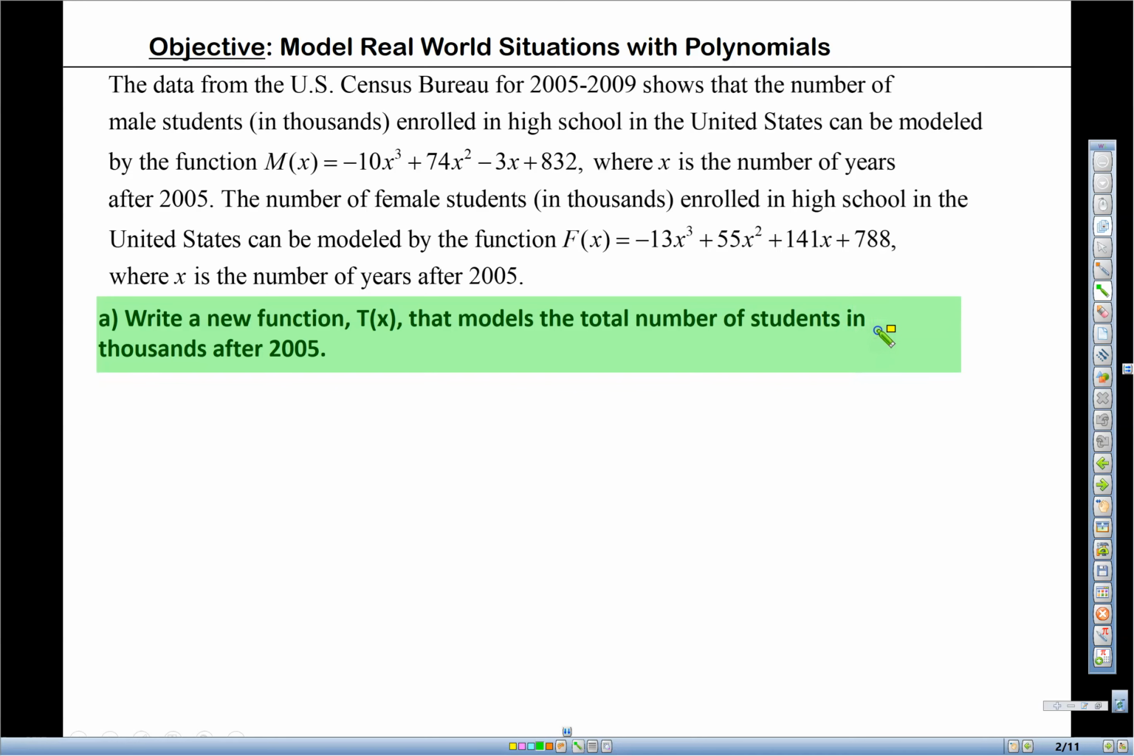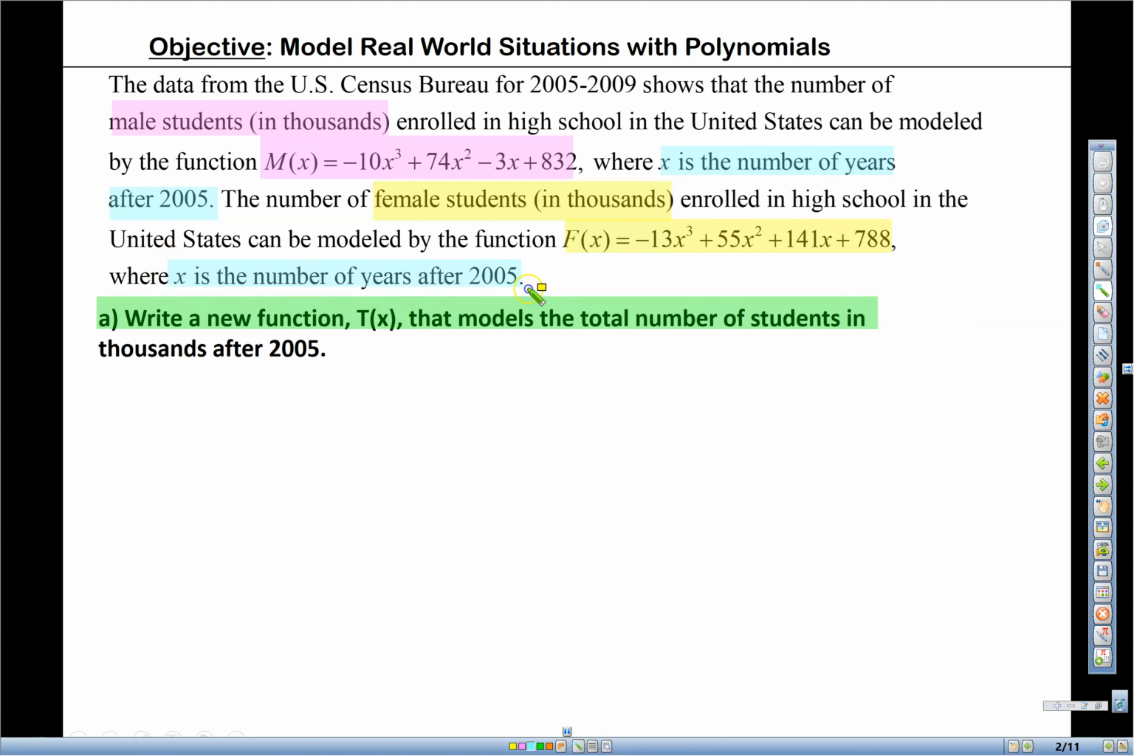And you'll notice that it all goes along with the information in the problem. For example, we know that male students is in thousands, and that it's represented by this function here, m of x. We know that female students is also in thousands, just like it said in our t of x, it's going to be in thousands, and that is represented by f of x. We also know that x in both m of x and f of x is defined in the same way, the number of years after 2005.